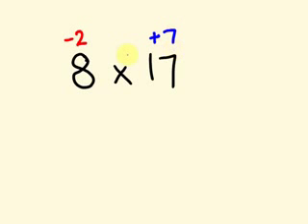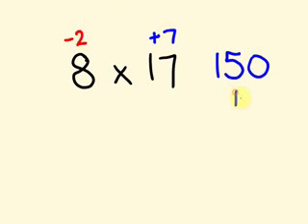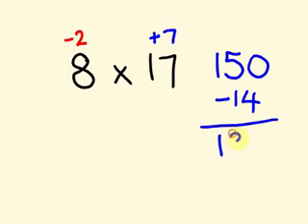And again the same thing. You can either do 17 minus 2 or 8 plus 7. It gives you the same answer of 15, or 150. Then we multiply these guys together. Now, minus 2 times 7 is not 14, it's minus 14. So we're going to take 14 away from our answer, and we get the answer of 136.